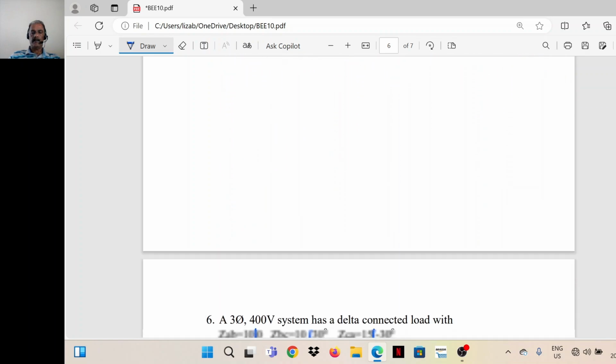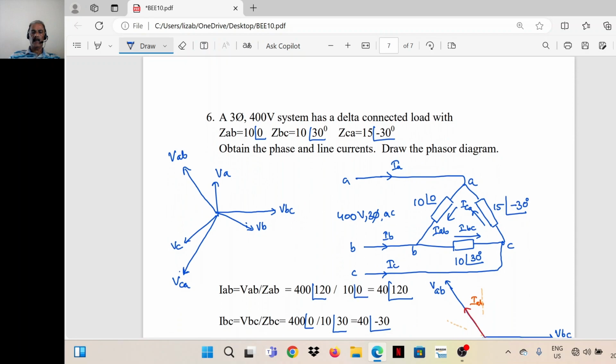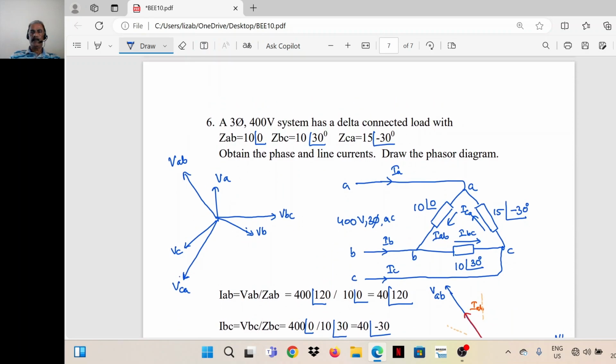Next. A three-phase 400 volt system has a delta connected load with Z AB is 10 angle 0, Z BC is 10 angle 30, Z CA is 15 angle minus 30. So here the load is not balanced, it is unbalanced load. So the currents will be different.